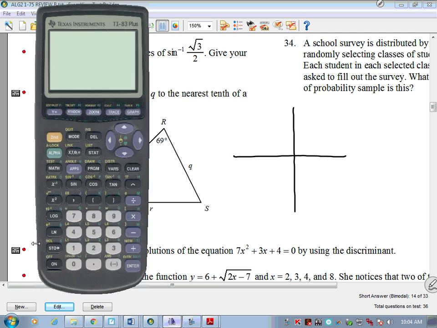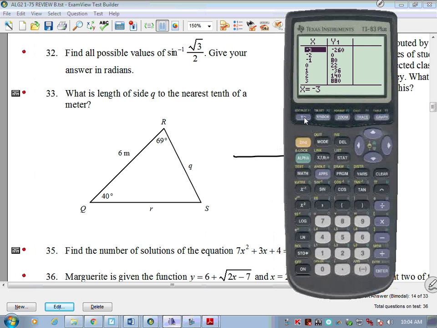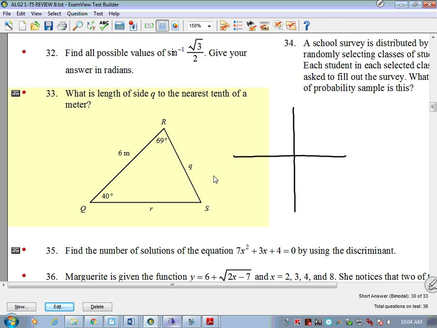We can take our calculator here. Second sine, square root of 3, close parentheses, divided by 2, close parentheses. I get 60 degrees. Okay, so 60 degrees. Let me show you how that works on paper, though.